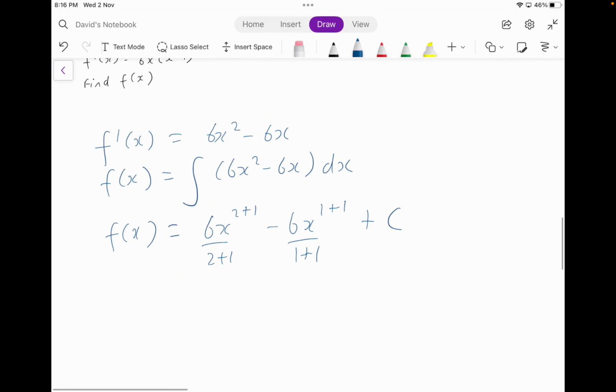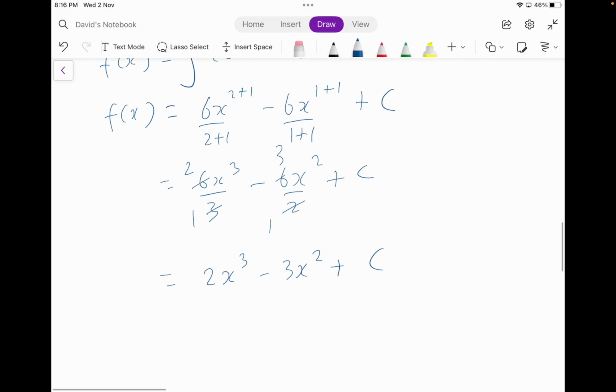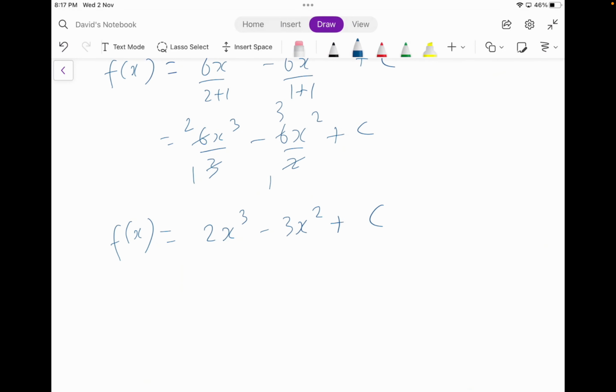Now this is going to be equivalent to 6x raised to power 3 divided by 3 minus 6x raised to power 2 divided by 2 plus c. We're going to simplify this, so we get 6 over 3 and 6 over 2, and you're going to make it 2x raised to power 3 minus 3x raised to power 2 plus c. This is going to be your final equation in this case. We are not going to leave it as it is. We have integrated the equation, that is true.